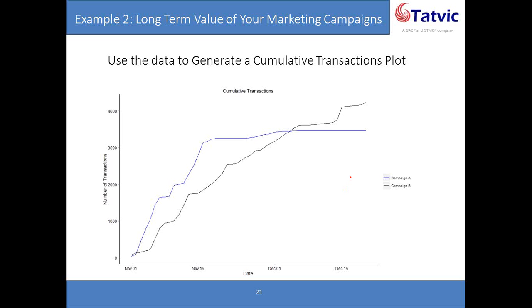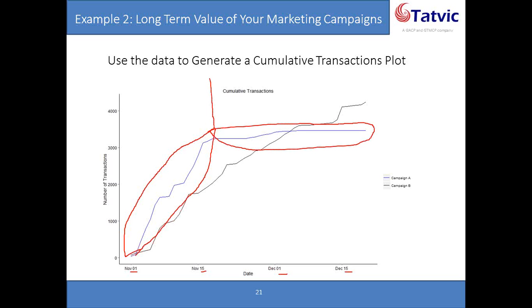And I'm able to get the chart that you see on your screen, which has the x-axis as the date. Just to be sure, this is 1st November, 15th November, 1st December, and 15th December. And the vertical axis is essentially the number of transactions that you see from the campaign. Now you are able to map the cumulative number of transactions. If you see campaign A, it starts very nicely in the early days of the campaign, but then it plateaus after the first 15 days.